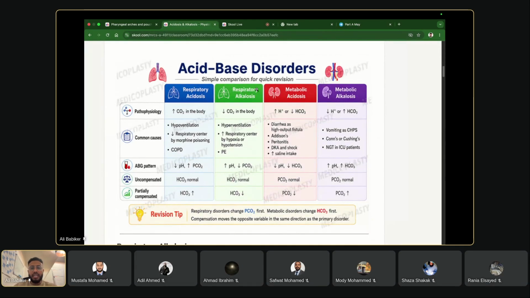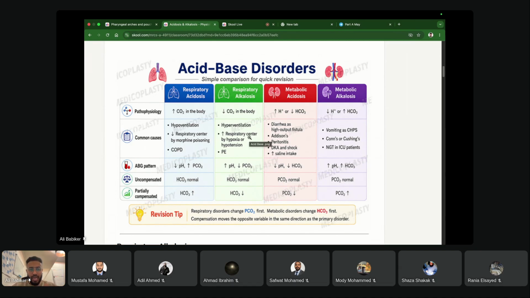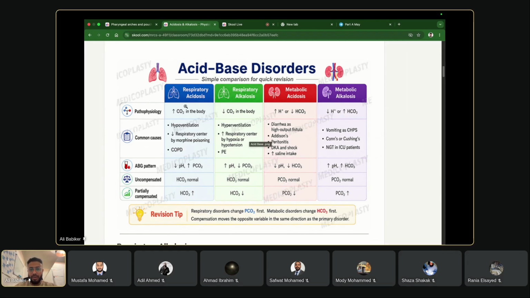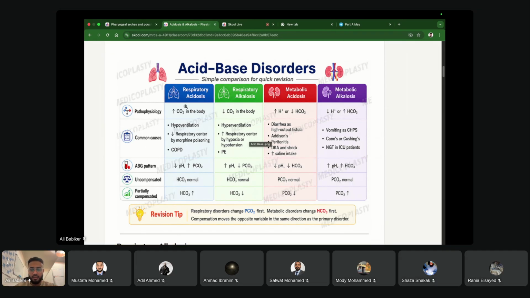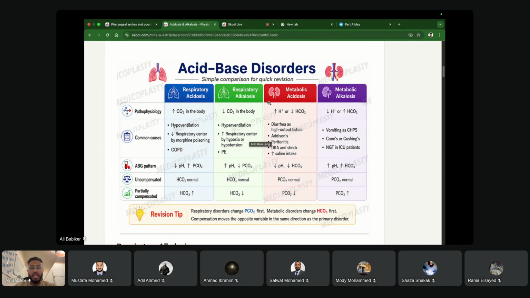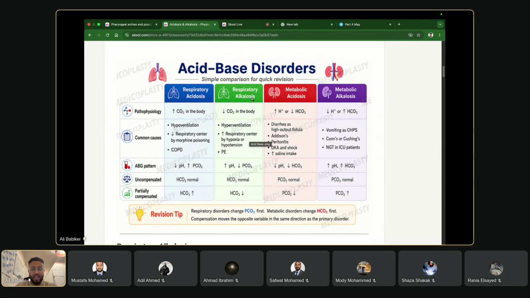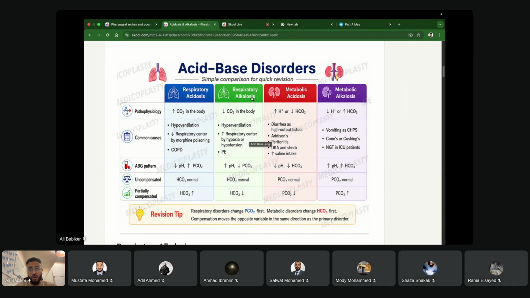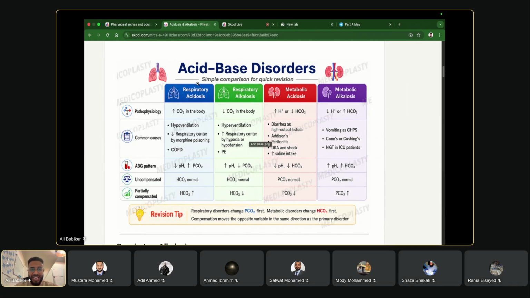Okay, let's continue. So these are the general rules of acid-base balance. You have either respiratory acidosis or respiratory alkalosis, and you have either metabolic acidosis or metabolic alkalosis. Each one of these could be compensated, meaning the body will act to correct them. That's what we mean by compensation. I hope that's clear. If you have respiratory acidosis, your body will try to compensate by creating metabolic alkalosis, because you have respiratory acidosis already.